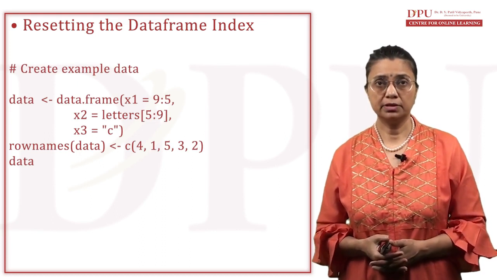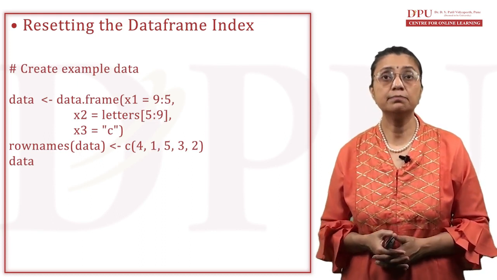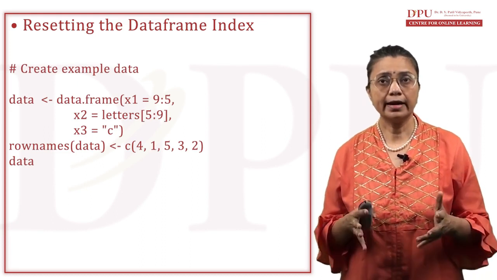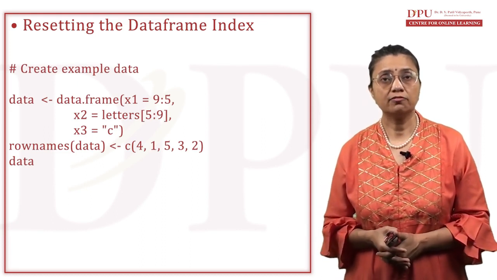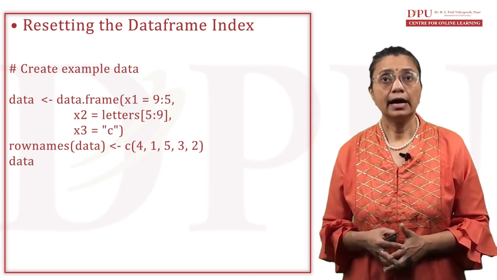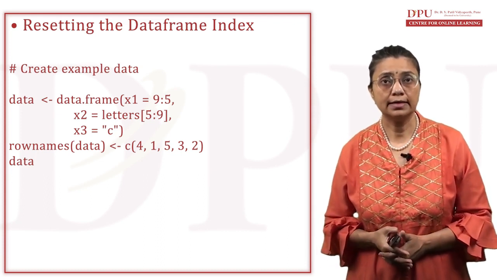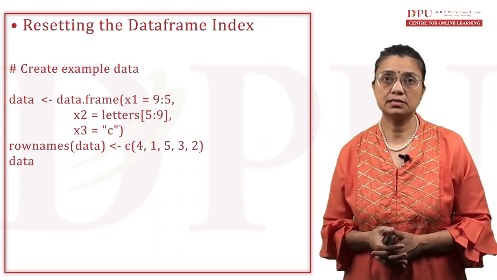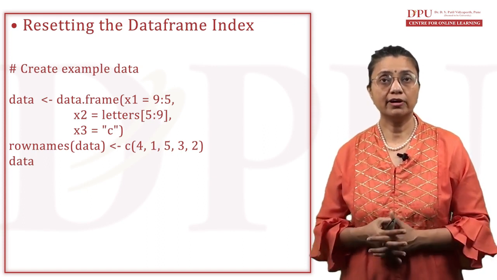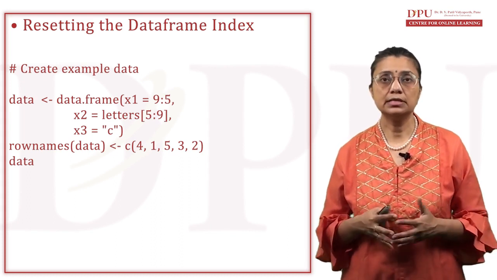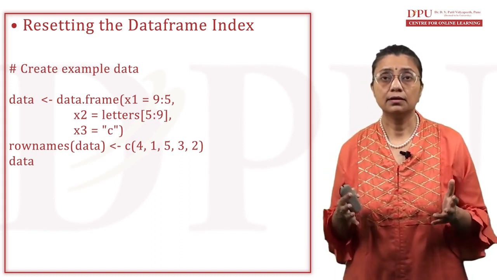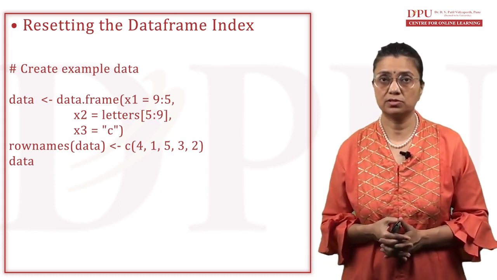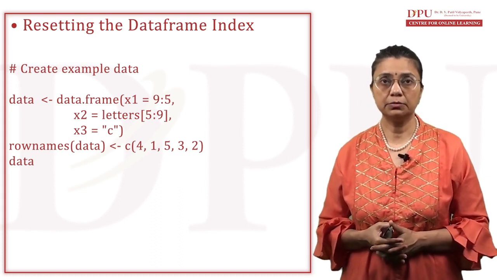In this example, we have created our data frame and we are storing that data frame in the variable data. Our x1 is basically values from 9 to 5. Our x2 are letters from 5 to 9, and our x3 is a value which is C. C is the constant value which is coming repeatedly in the column x3. So this is basically our table.